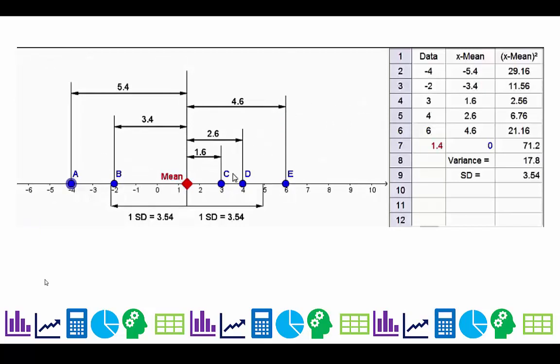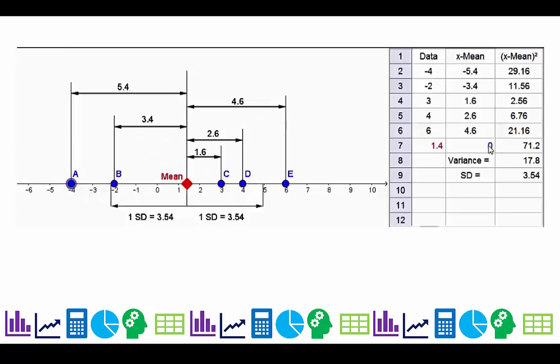Basically, if I wanted to look at the spread of the data, one thing I could do is look at all these numbers here. E is 4.6 above the mean, D is 2.6, C is 1.6 above the mean. A and B are both below the mean, so they should show a negative. These are called the deviations, which is the distance from the point to the mean.